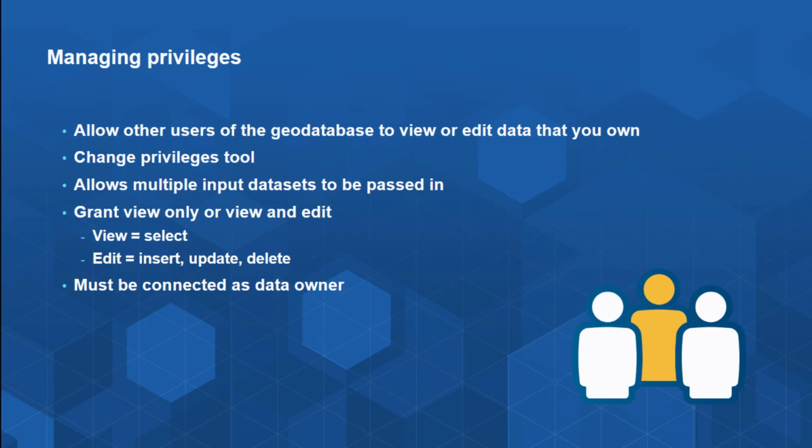So once the data is loaded into your geodatabase, you're going to want to manage privileges to determine who can access that data. To do this in Python, you use the change privileges GP tool. This allows multiple data sets to be passed into the tool, and it allows you to grant either view or edit privileges. So view privileges would equate to select. Edit privileges would equate to select, insert, update, and delete. Again, this is something that you would do as the data owner.